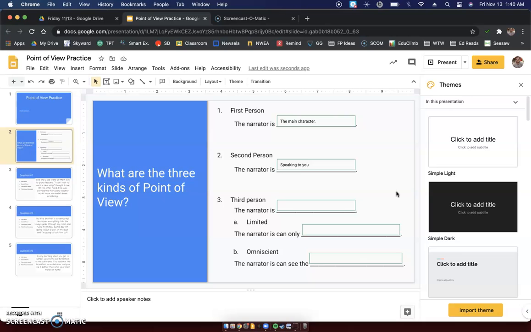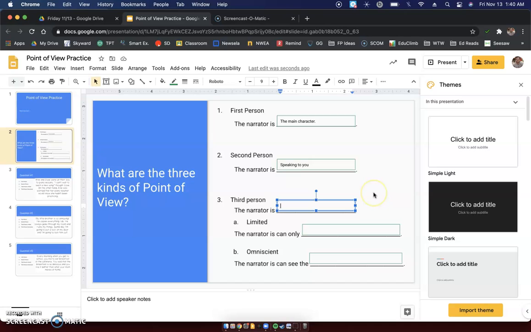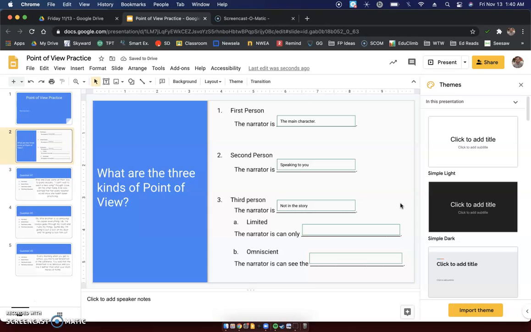Now, third person. There are two different kinds of third person, but before we talk about limited and omniscient, let's talk really quick about what third person is overall. In third person, the narrator is not in the story. The narrator is somebody who is watching the story from afar. They are not somebody in the story. And so we see a lot of he, she, they, them, it, those sorts of pronouns.